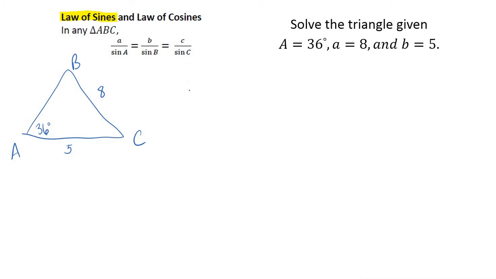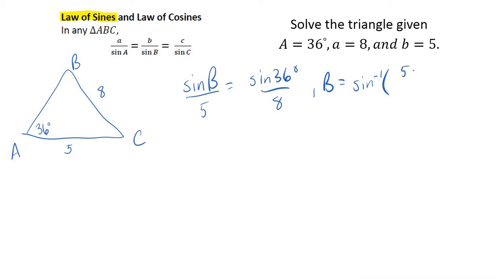So sine of B, like we've done before, sine of B over 5 is going to equal sine of 36 over 8. Of course, I'm using this relationship. I just flipped it because I'm solving for the angle. So B, if I rearrange, I'd multiply my 5 up. Then I'm going to do the arc sine. Here are these inverse trig functions coming into play. So I've got 5 sine 36 over 8.